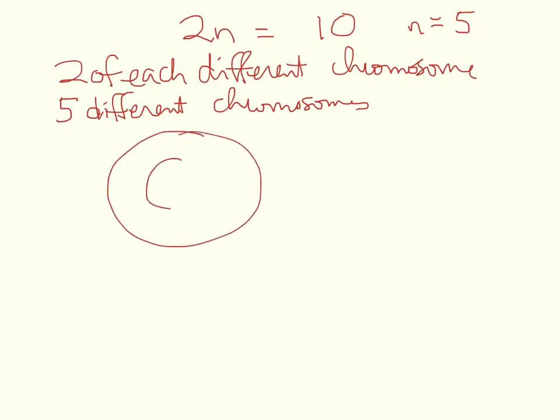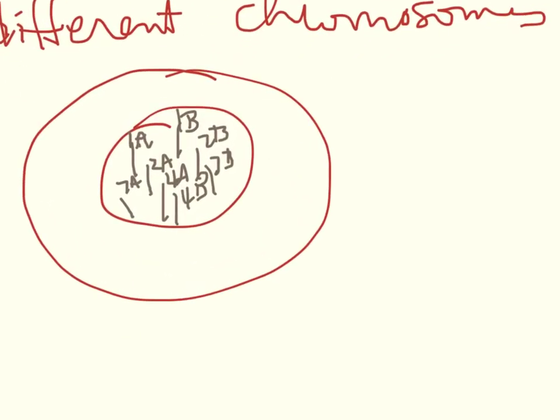Before the S phase, you have 5 chromosomes. Let's say you have chromosome 1, and we know that you have two versions of it, A and B. So that should be 1A and 1B. Then you have 2A and 2B, then 3A and 3B, then 4A and 4B, and then 5A and 5B.